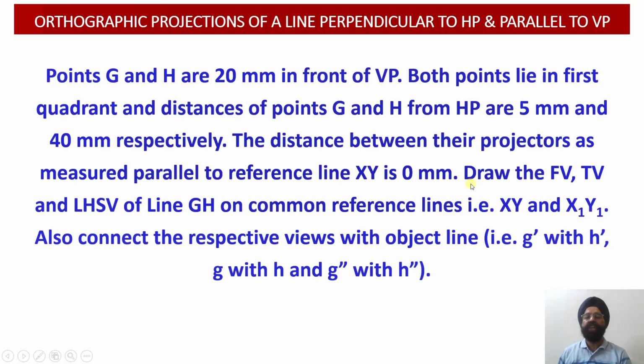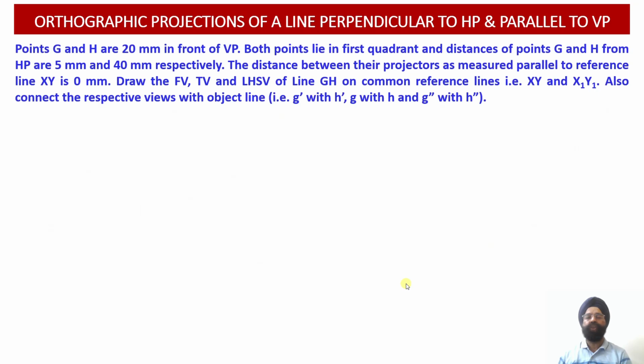So with this information, we are required to draw the front view projections, the top view projections, and the left hand side view projections of this line GH on the common reference lines XY and X1, Y1. And we will also be connecting the respective views on the object line, that is G dash and H dash will be connected, G and H in the top view will be connected, and G double dash and H double dash in the left hand side view projections onto the profile plane will also be connected.